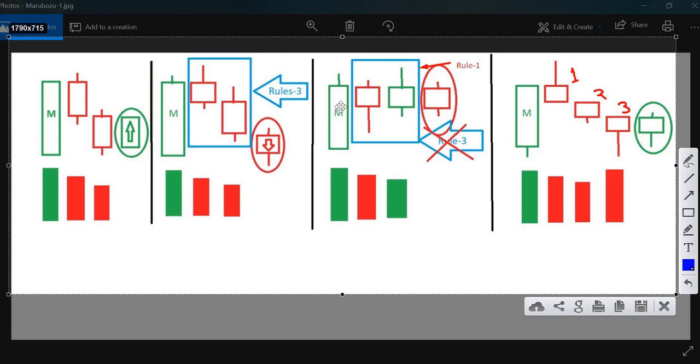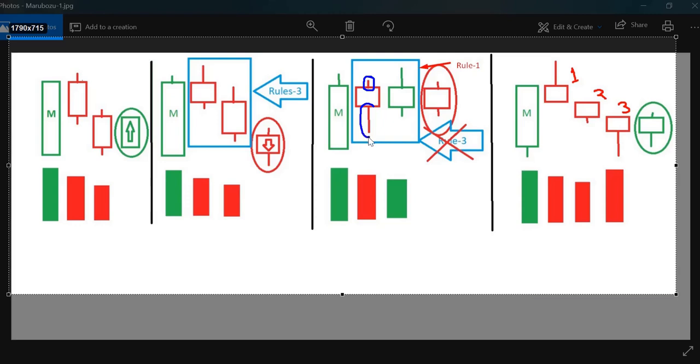Okay, here which party didn't enter? Sellers didn't enter. That means in this candle sellers have to strongly enter, and that means buyers will try to decrease the sellers volume. How do they decrease the sellers volume? Buyers entered a little bit at first, but at the last buyers entered strongly and they decreased the sellers volume. This first volume is sellers volume.